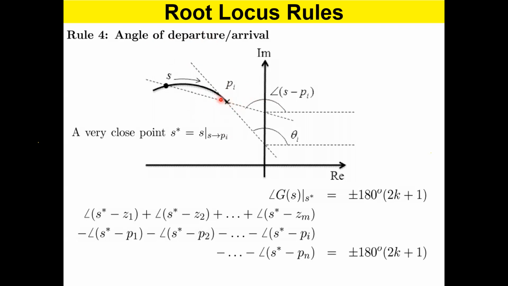So this is an open loop pole, and this one on the root locus is a closed loop pole. So the closed loop pole starts from here and moves like that. Now, in order to understand this angle, what I do is I bring this point S, which is a closed loop pole, along this curve very close to the pole Pi, very, very close.